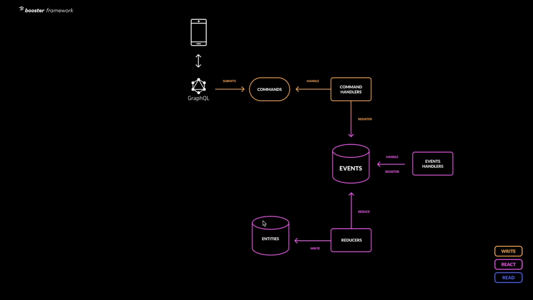So what can we do to access this state from outside? Because, for example, our mobile app might want to know what's the current balance. And here is where we write what we call a projection. A projection, same as a command handler, same as an event handler, same as a reducer, is a method.